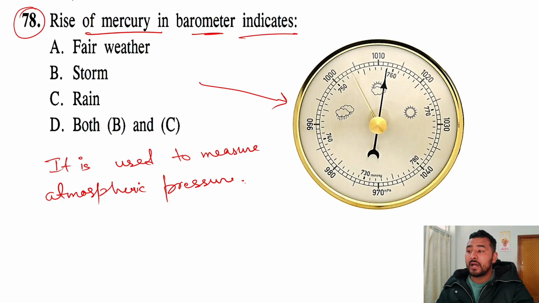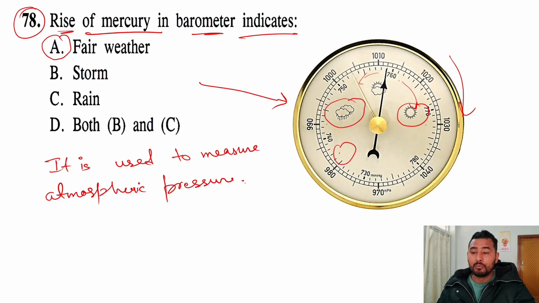If they're asking rise of mercury, when the mercury rises, you can see it is going up, rising from 760, 770. It tells us about the fair weather. So the answer will be option number A. In an upcoming exam, they might ask if there's a dip in mercury in the barometer, what will it indicate? If this goes back to 750, it will tell us about the rain. It might tell us about the storm. So if the mercury dips, the answer will be storm or rain. If it is rising, it means fair weather.